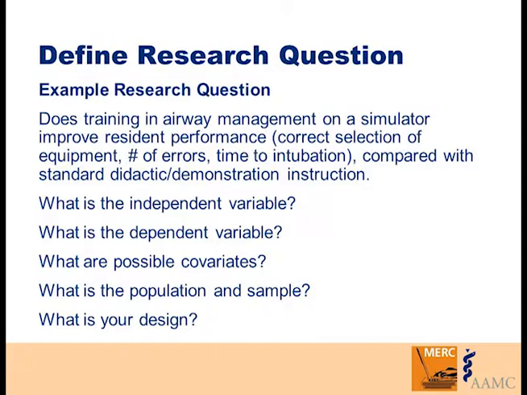Okay, for the independent variable, who noted it was simulator versus usual didactic simulation and training outcomes? That's what's being manipulated here. Moving on to the dependent variable, we can see that several were listed: correct selection of equipment, number of errors, and time to intubation. What are some covariates or covariables that we should be thinking about? Maybe prior experience, maybe the specialty that the residents are in. What else?